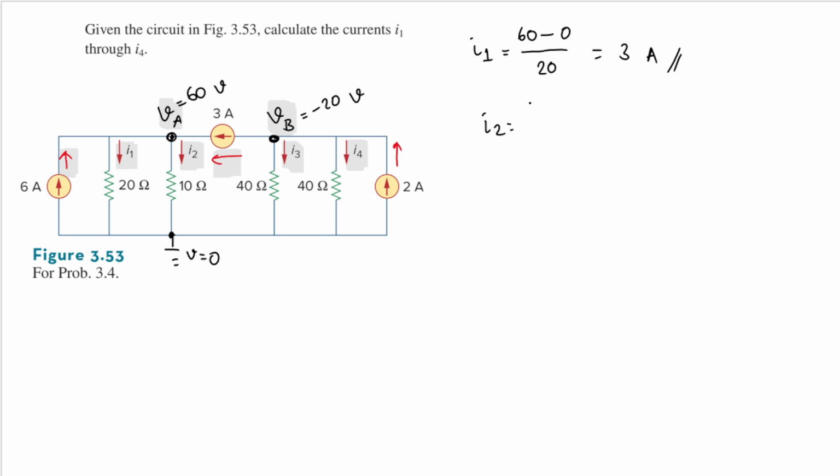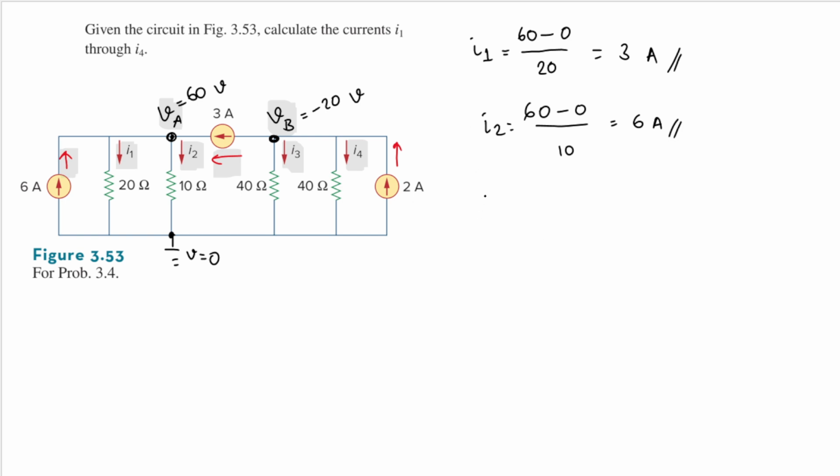And then what is I2? Similar. Here we will have 60 minus 0 divided by 10. Right? 60 is where the current comes from, 0 is where the current goes to, and 10 is the resistance between them. So we will have 6 ampere here.